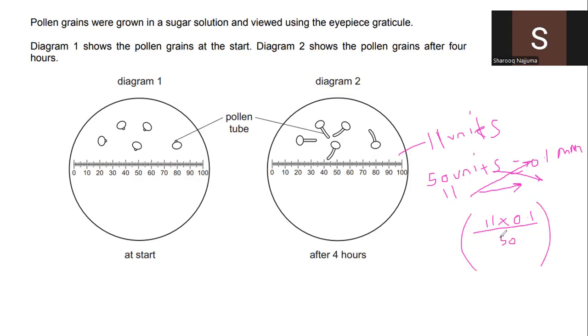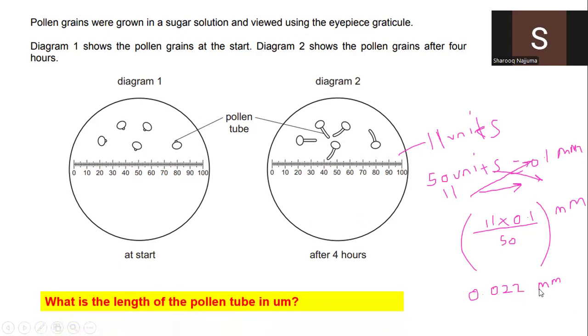But those are millimeters. So 11 times 0.1 divided by 50. What do we get? We get 0.022 millimeters. But the question was asking for the length of the pollen tube. This means this is the length of the pollen tube, but they want it in micrometers.